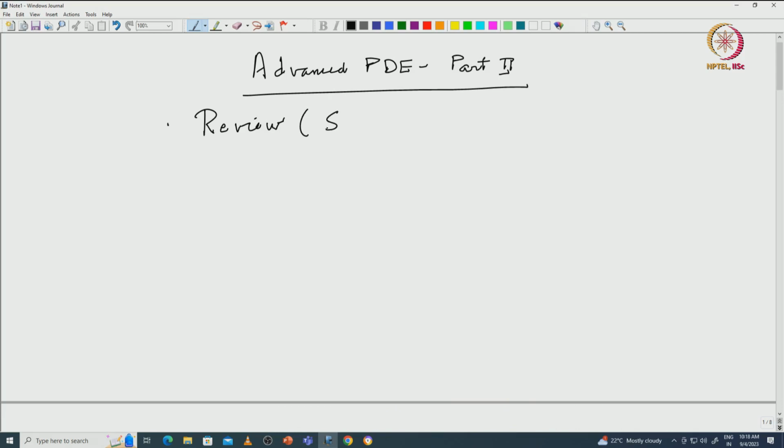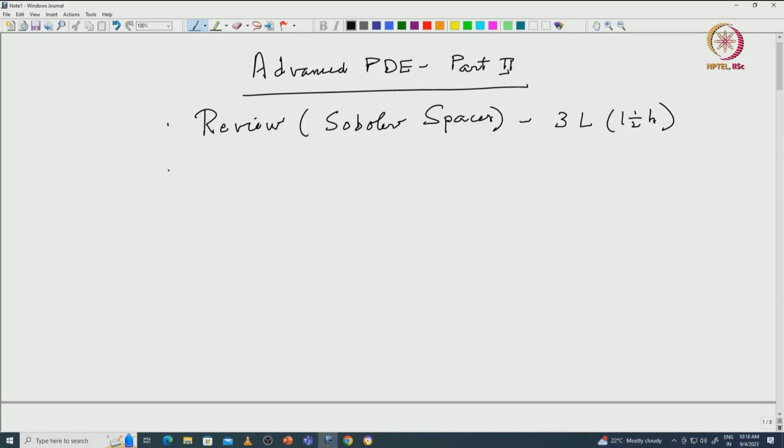especially review of Sobolev spaces, not distribution theory. Distribution theory is used to study Sobolev spaces, maybe 3 lectures. 3 lectures means 1.5 hours. Okay, that is what you will do in the first thing.